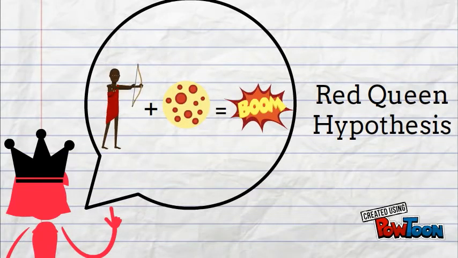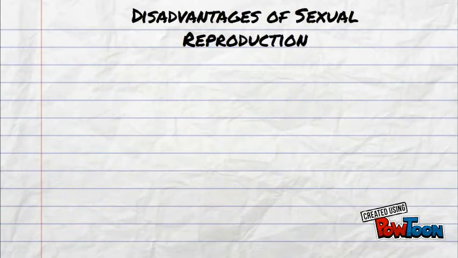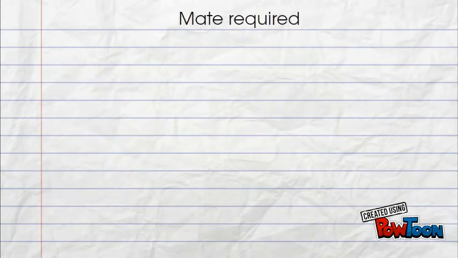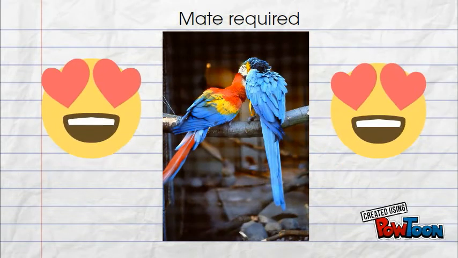While sexual reproduction is advantageous, it is not always the case, as you will see, where there are many disadvantages. One disadvantage of sexual reproduction is the requirement of a mate. A male parrot has a long, colorful tail which attracts a female parrot. However, there is a trade-off where the male cannot fly away fast enough if there is a predator, leaving him in constant danger of being eaten.